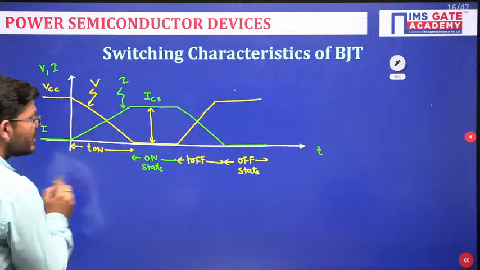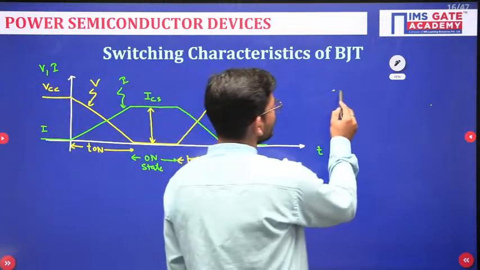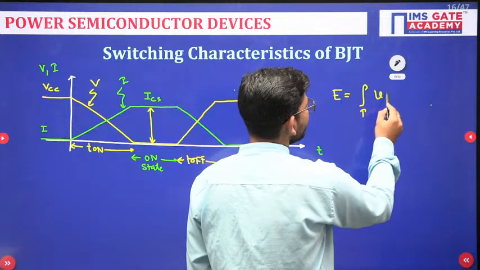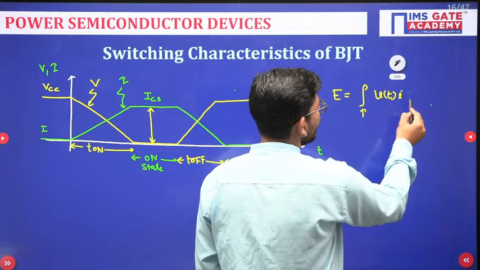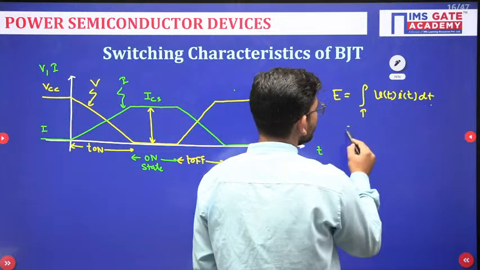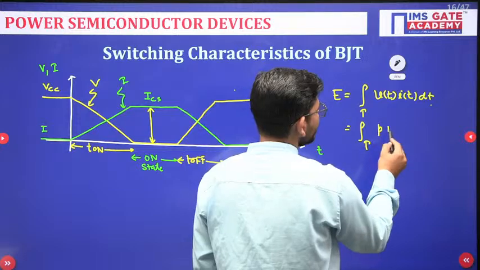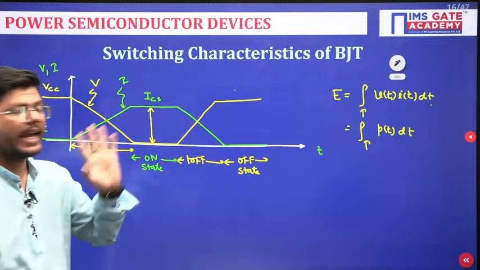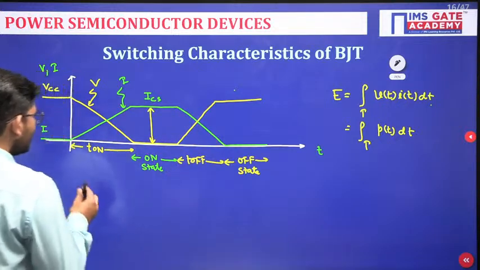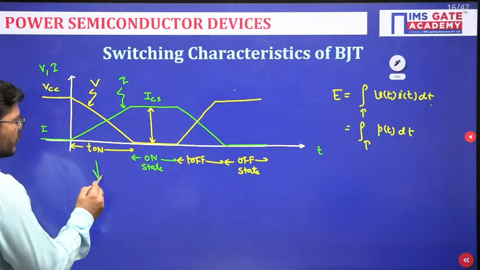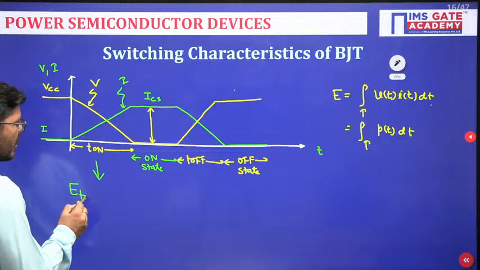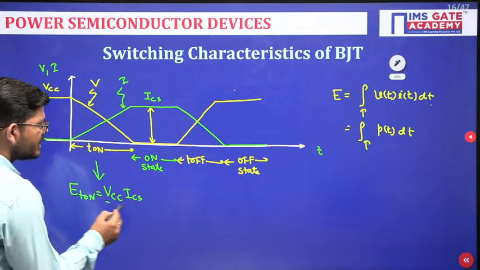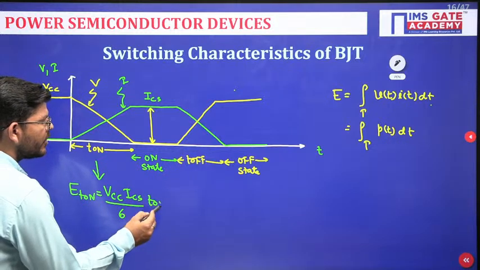Now what are the losses? If you have to find the energy loss, within the stipulated time period you will integrate the product of current and voltage, or you may also call it instantaneous power. When it is integrated for a certain time period, this will give you energy. Now we have a formula for this process. If we have to calculate the energy during the on process, it will be equal to VCC into ICS upon 6 into T on.